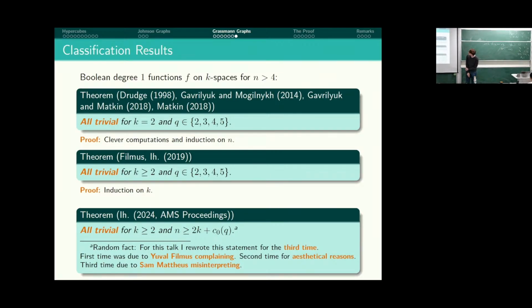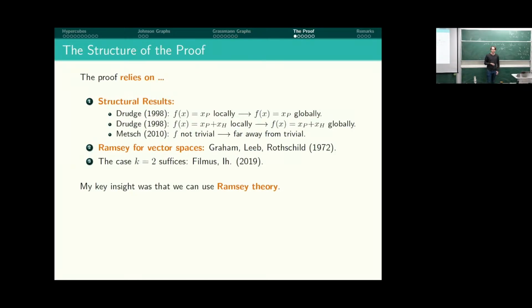Now, you are the first audience who sees the statement written in this form. As you can see in this footnote, I have rewritten it many, many times because people complained, I complained, or people misunderstood my earlier statements. Okay, so what I want to talk about for the rest of the talk is the idea of this argument. And I still seem to be quite fast, so I apologize.